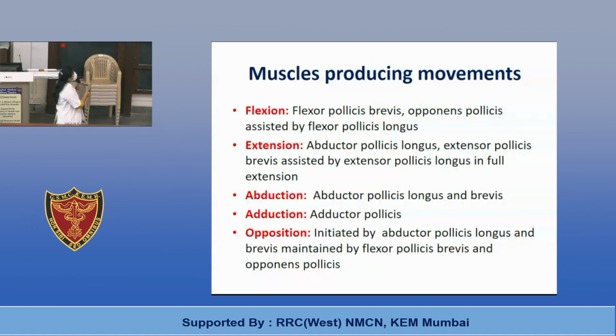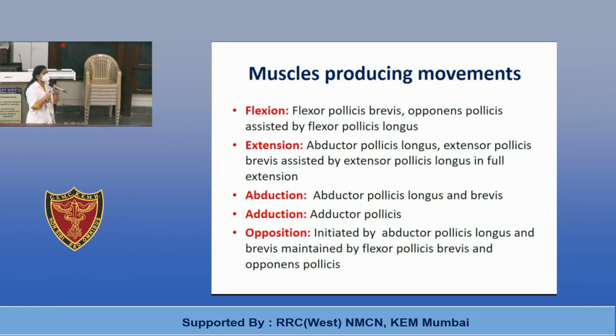Flexion is produced by flexor pollicis brevis and opponens pollicis, which are muscles of the thenar eminence, assisted by flexor pollicis longus. Brevis means attached to the proximal phalanx; longus is attached to the distal phalanx. Whenever you come across these muscles, longus is attached to the distal phalanx and brevis to the proximal phalanx. Extension is produced by abductor pollicis longus and extensor pollicis brevis, assisted by extensor pollicis longus.